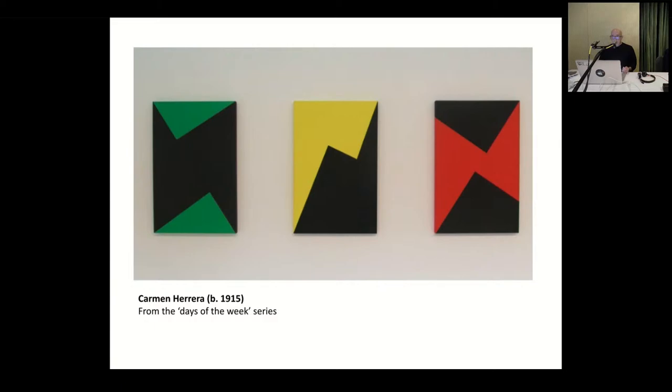Much like Mary Miss, Carmen Herrera was making significant work within a minimalist aesthetic at the same time as Judd, and like Miss, Herrera was also overlooked by the male-dominated art scene at the time. At 86 years old, she still paints every day and is finally getting the recognition she deserves with these hard-edged geometric abstract paintings.